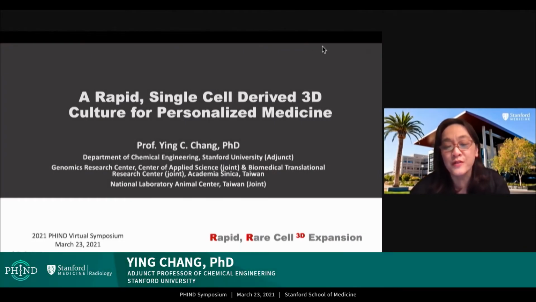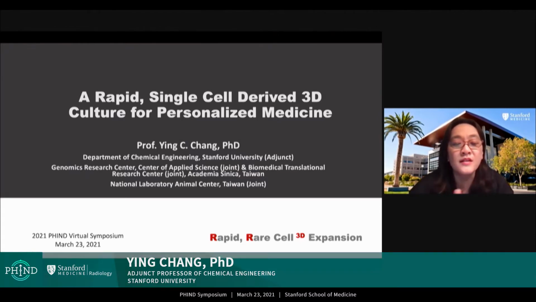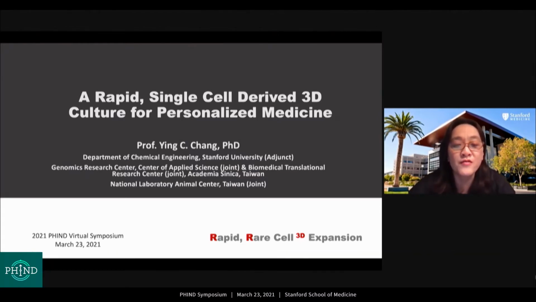I'd like to focus on our lab's recent work on a 3D culture platform, which we call Rapid Rare Cell 3D Expansion, or RCE for short. So why are we interested in this one?